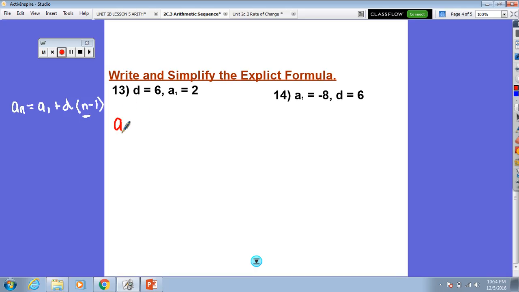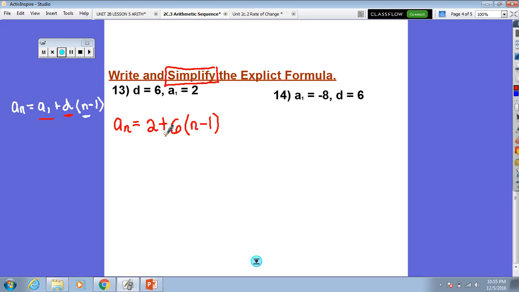13 says a sub n equals a1, so my a1 is 2, plus the d, which is 6. Remember, that's the common difference, the number that continues the pattern. And since they did not give me n, n stays the same.